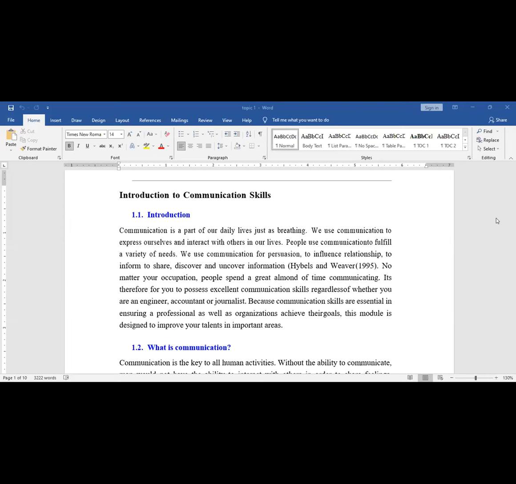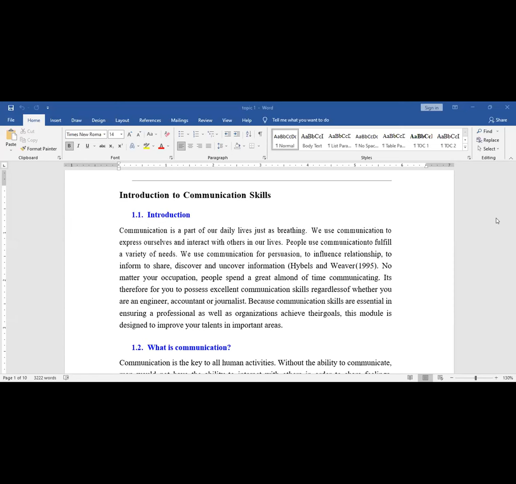So communication is a part of our daily lives, just like breathing, the way you dress, the way you walk. Maybe you are a very confident person, but the way you walk is like somebody who is not confident, somebody who has lost hope. So we communicate knowingly and unknowingly. When I text you a message and you don't respond, by not responding, you have already communicated.